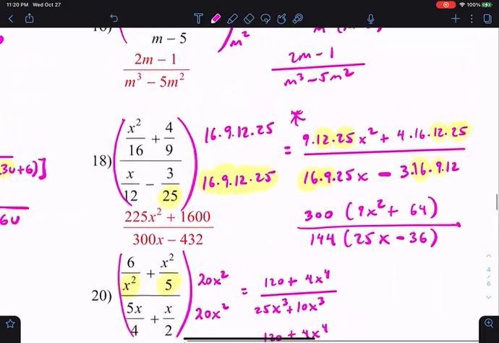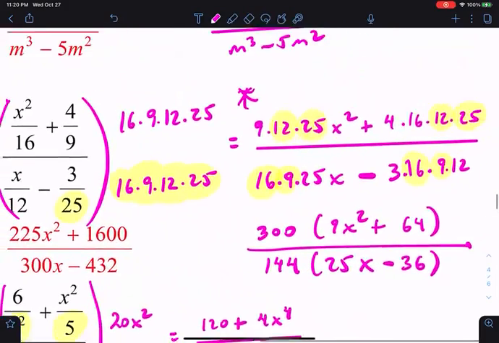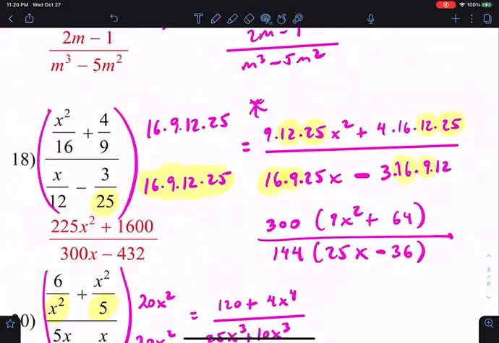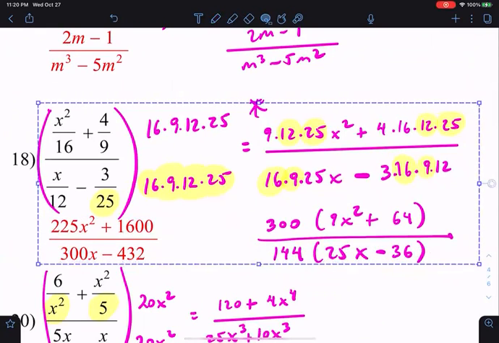Now I have to do that one that I couldn't do before. And then what's that? This one, right? Let's do this one now. Let's see what happened, why it doesn't want to come out.